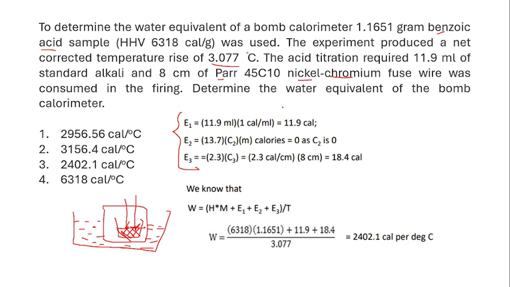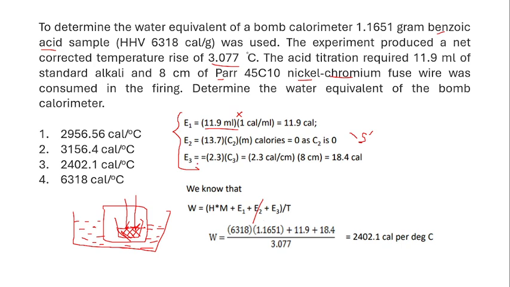First is E1. It is going to use the acid titration. It is depending upon the H2SO4. So 11.9 ml of standard alkali is used for the acid titration. We always multiply this volume of the titrant used by 1 calorie per ml and we will arrive at E1. So E2 is calculated whenever the information on sulfur is given. So in this question, no information about the sulfur is given. So we can take out the E2 from this formula.